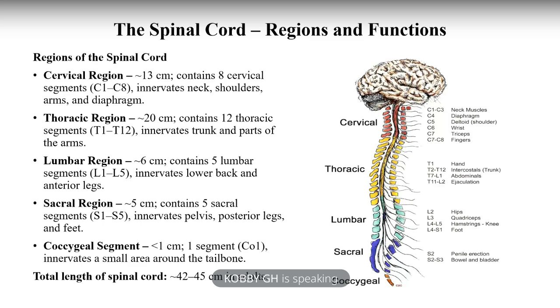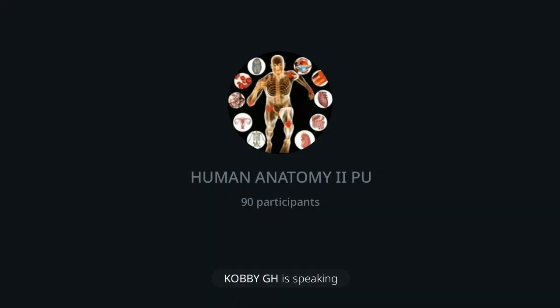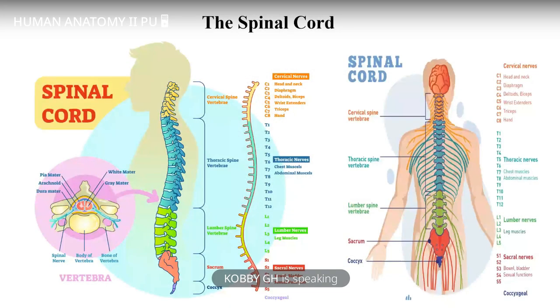Great. So that is it for the spinal cord. This is another diagram, but it's the same thing. We have the cervical region, the thoracic region, the lumbar region, the sacral region, and the coccygeal region. It's just a new diagram, but it's the same thing.